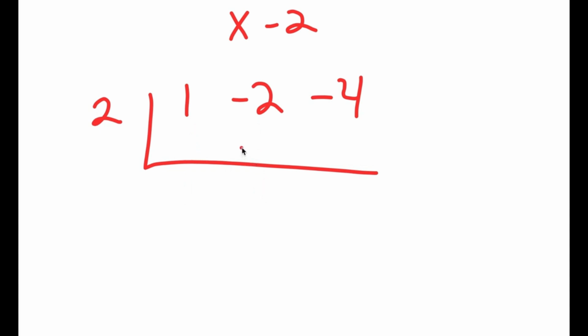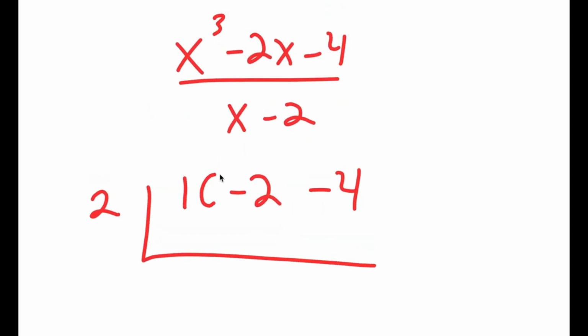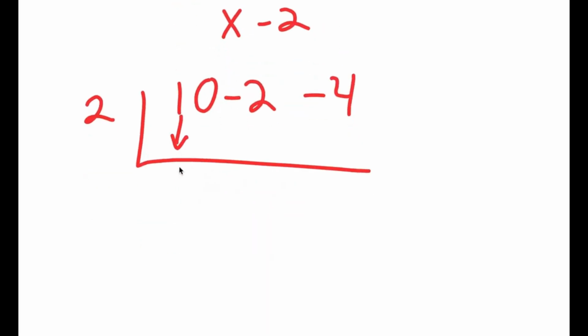Sorry, I actually did something wrong. We should have a 0 in here because, remember, we have a missing power of 2. So because there's no power of 2 here, we just put a 0. Now, if we bring down 1, we get 2 times 1, which is 2. 0 plus 2 is 2. 2 times 2 is 4. -2 plus 4 is 2. And 2 times 2 is 4. -4 plus 4 is 0.